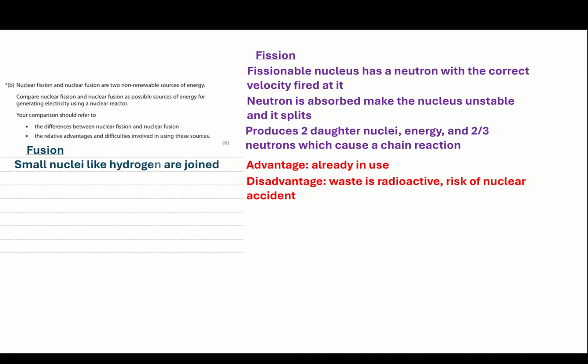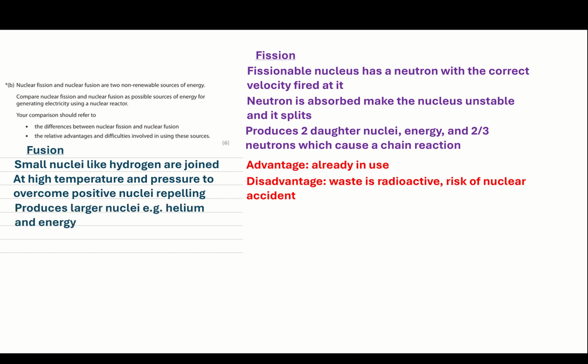So now this is small nuclei like hydrogen joined at high temperature and pressure to overcome the nuclei repelling. This produces larger nuclei like helium and some energy, because a small amount of mass is lost. This is transferred to energy according to E equals mc squared. Now let's go into the advantage. There's no nuclear waste.